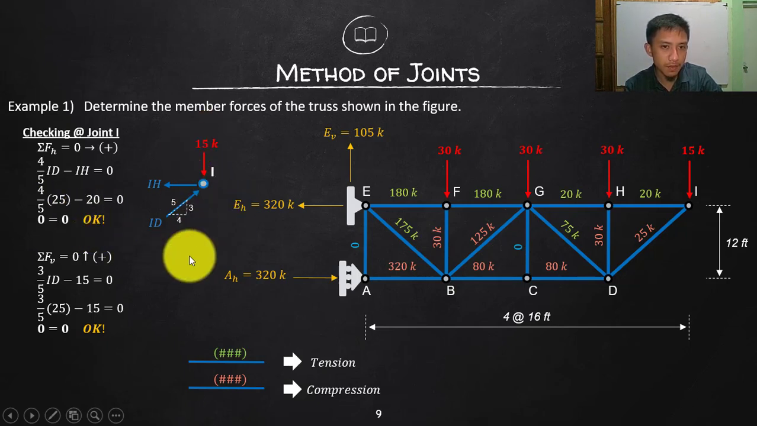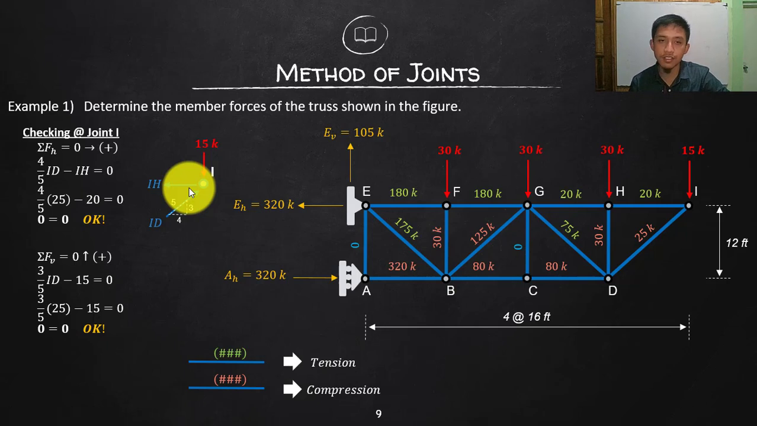Finally, let's satisfy vertical. Summation vertical: the component of this is going up, isn't it? So 3/5 of ID is positive, and 15 is going down. Substitute ID to be 25, multiplied by 3/5. 3/5 of 25 is 15. So 15 minus 15 is, I'm pretty sure, 0. So 0 is equal to 0. So we finally prove that we are 100% sure of our answers. Since we satisfied the final joint, all of the equations in the final joint are satisfied, so we are 100% sure that our solution is correct.